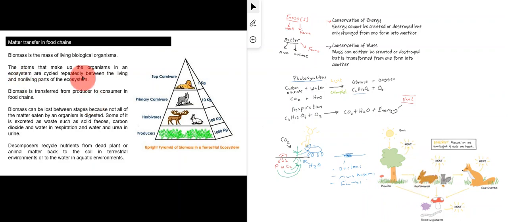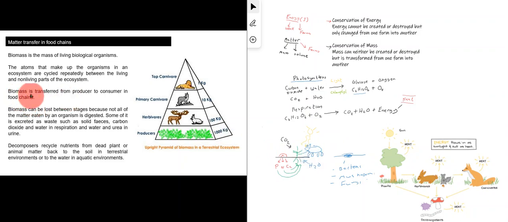The atoms that make up the organisms in a living ecosystem are cycled repeatedly between the living and non-living parts of the ecosystem. So remember, we have this principle, conservation of mass. Mass can neither be created nor destroyed, but is transformed from one form into another, and that's what's happening in an ecosystem like this. You have the non-living parts transferring mass to the living parts, and then the living parts are transferring mass between each other.